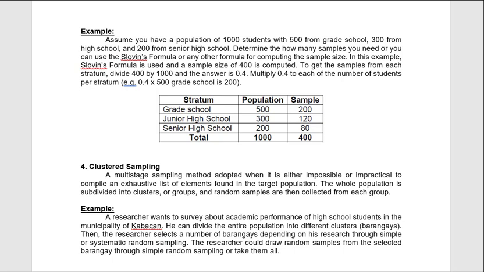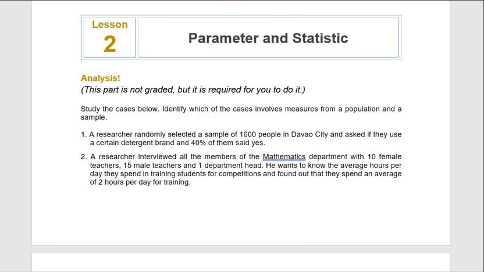Okay? So, those are the 4 sampling techniques that we can do. And next, we are now going to talk about parameter and statistic. Okay, so you have heard of this, I'm sure. You have heard of this in your junior high school. So let's try to analyze this.